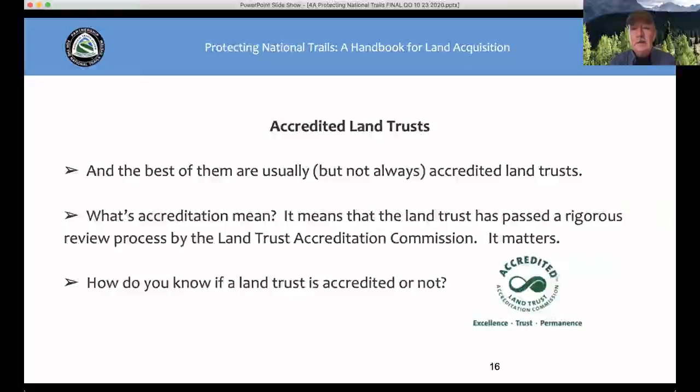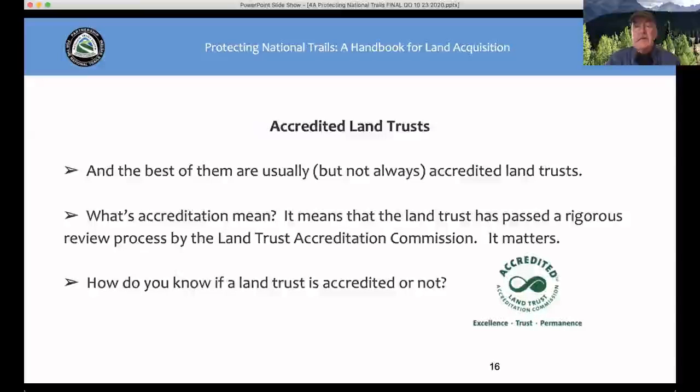And you may find that they're an outstanding sister organization, and the best of them are what are called accredited land trusts. Accreditation means that a land trust has passed through an extremely rigorous review process by the Land Trust Accreditation Commission. There are about 450 land trusts that have made it all the way through that process and received an accredited seal from the Land Trust Accreditation Commission.